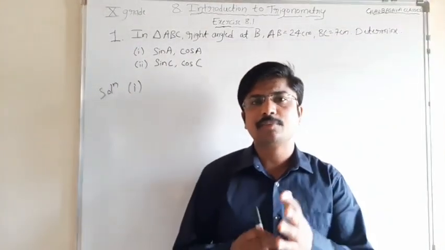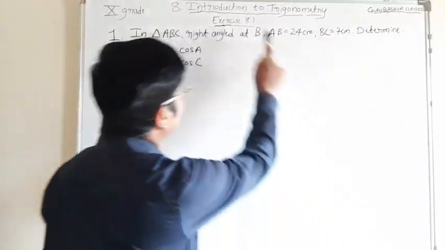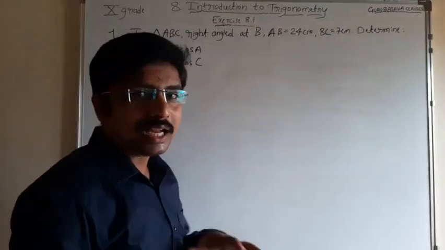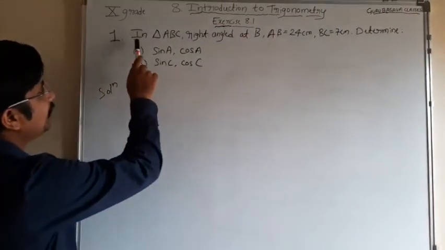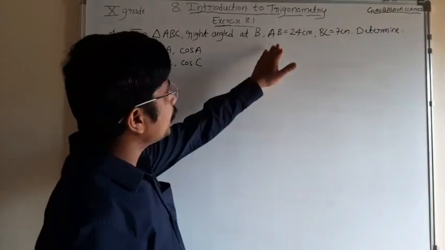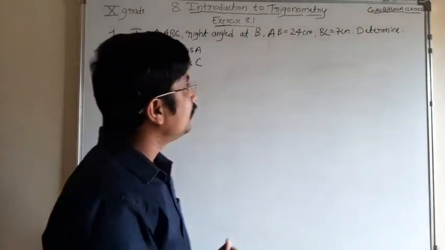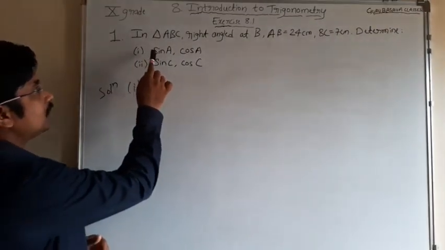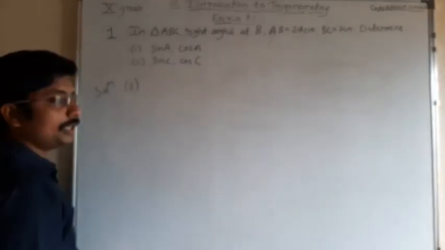Okay, we were discussing chapter number 8, that is Introduction to Trigonometry. In this class we will start with exercise 8.1. First question: in triangle ABC, right angled at B, AB is equal to 24 centimeter, BC is equal to 7 centimeter. Determine first one sin A, cos A, second one sin C, cos C.